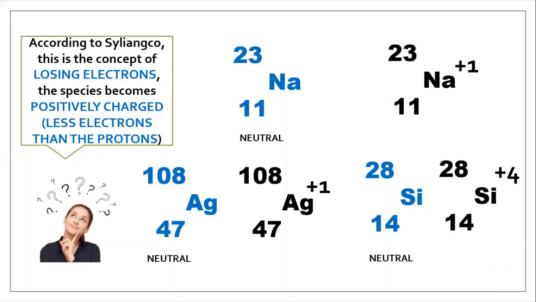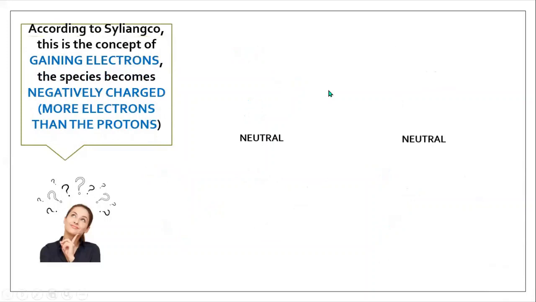Now, ito yung tanong ni Batalya. What if, sabi niya, what if the concept now is gaining electrons? Ibig sabihin, you are making the species or the element itself becomes negatively charged. Ibig sabihin, mas marami naman ang electrons niya kaysa sa protons. Okay? So, I'm going to give you an example.